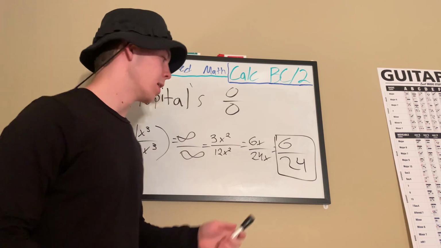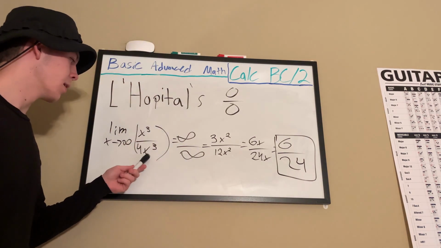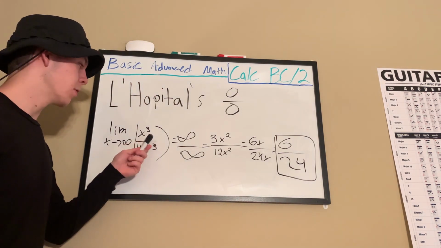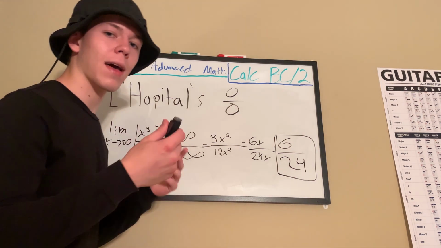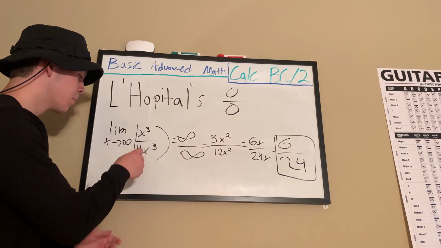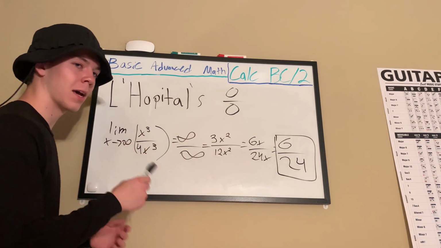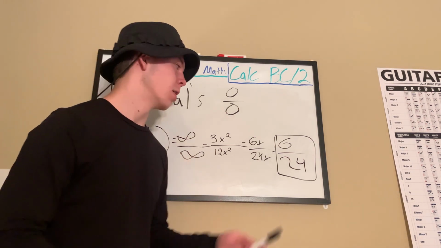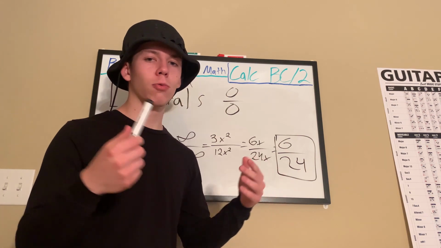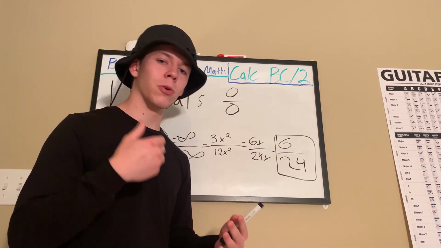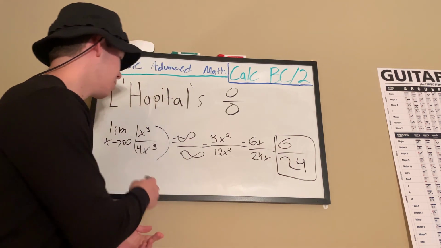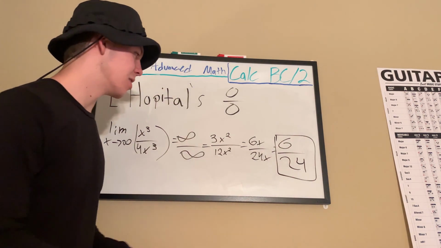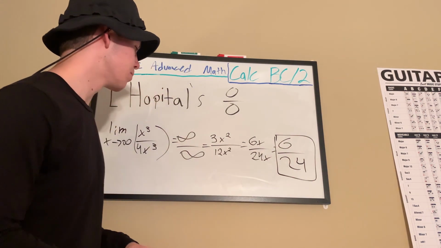A little shortcut, if you have both of them, and these are your only terms that you have, just a simple cube and another simple cube, what you could have actually done from the beginning is divide both the top and the bottom by x cubed. You get 1/4. It's equal to that. Either way works. However, as we get deeper into L'Hopital's, it's important to know what it is because in the future you're not going to be able to just divide. This is the basics for L'Hopital's. This is what it says.